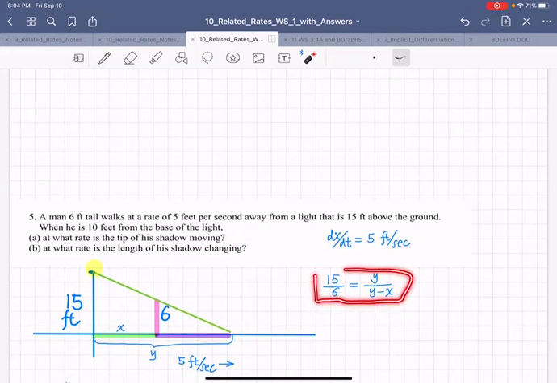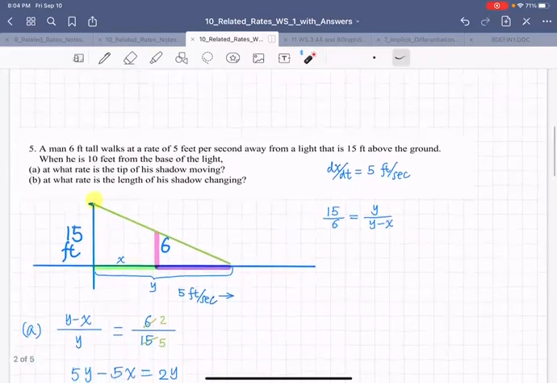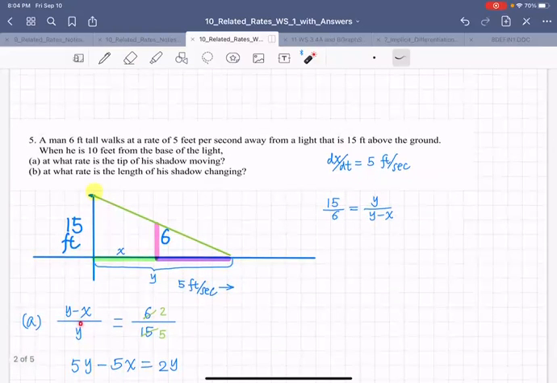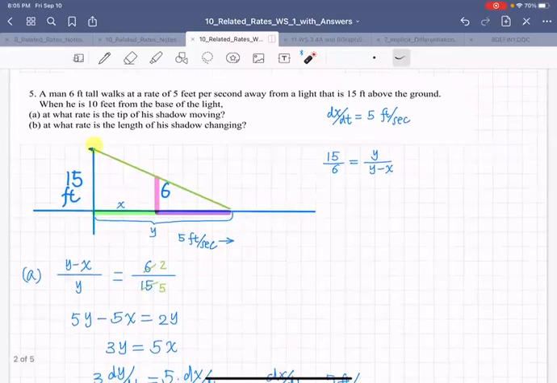So we have this proportion. Okay. We have this proportion. I can also say y minus x over y equals 6 over 15. Cancel 2 and 5, right? Yeah. So let's do the cross multiplication. 5y minus 5x equals 2y, correct? Yeah. Then 3y equals 5x, correct?